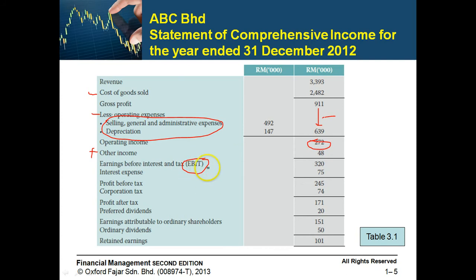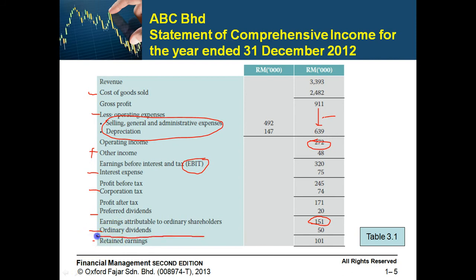Alright, after you get your EBIT, and remember the term too, earning before interest and tax, you minus interest expenses, then you get your profit before tax, then minus tax, then you get profit after tax. Minus preferred dividends, then you get earning attributable to ordinary shareholders. This is also known as earning available for common stockholders. I repeat, it's also known as earning available for common stockholders. Then you can minus ordinary dividends, then you get your retained earning.